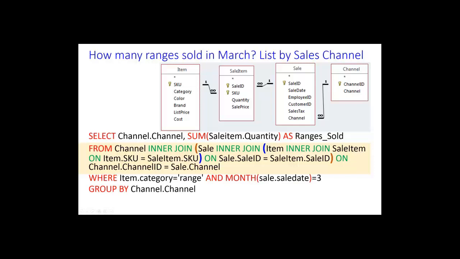We'll continue with where clause. Category must be range, and month of sales should be 3. We're talking about March. And of course, we group by channel, and we can sort it. That's optional. Sort by quantity in ascending order. If you don't include ascending, descending, it will be ascending order.